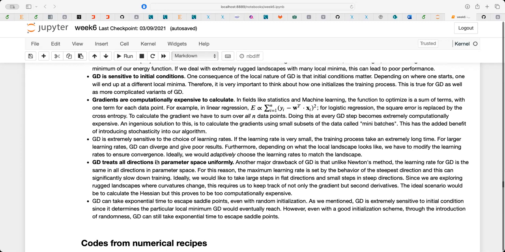And it treats all directions in parameter space in the same way, because you often have just a constant parameter gamma or alpha, as we called it. And if you're stuck in a saddle point, which will not be the case in project 1, then it can take a long time to escape the saddle point.